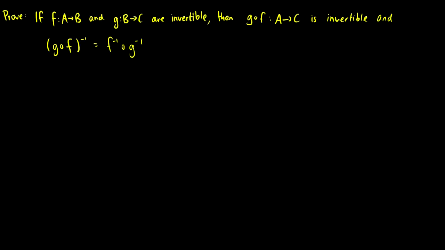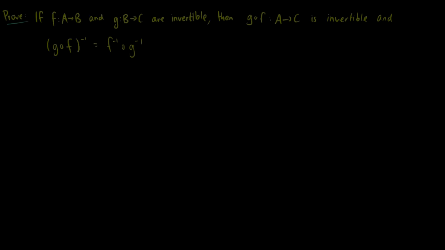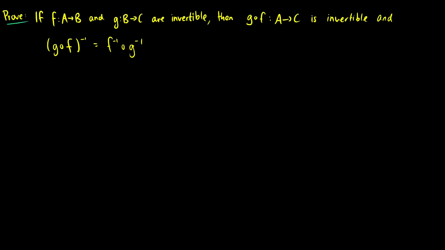So in this video, we're going to do some practice problems with inverse functions. So the first question is a proof. If f from A to B and g from B to C are invertible, then g dot f from A to C is invertible, and the inverse of g dot f is going to be f inverse dot g inverse. So let's prove the first statement. If f and g are invertible, then g dot f is invertible.